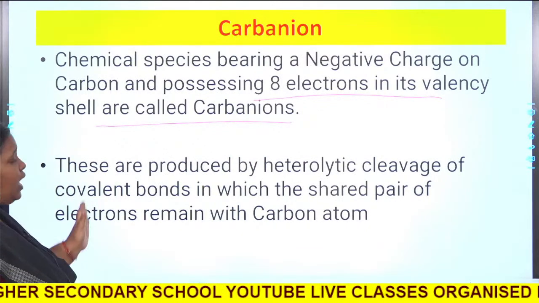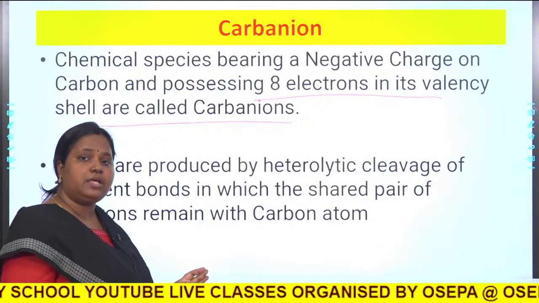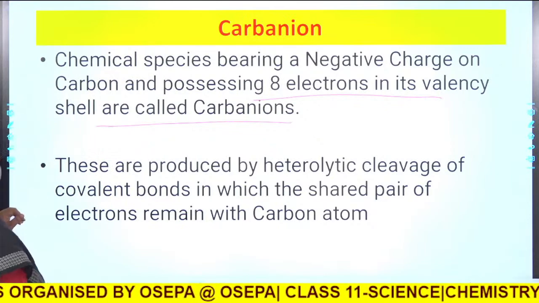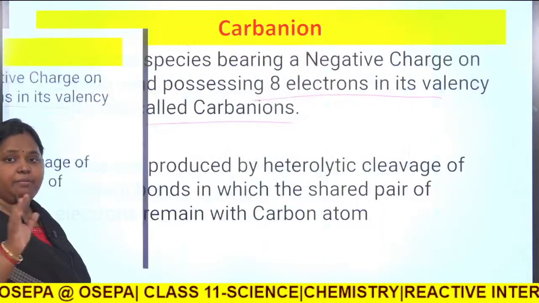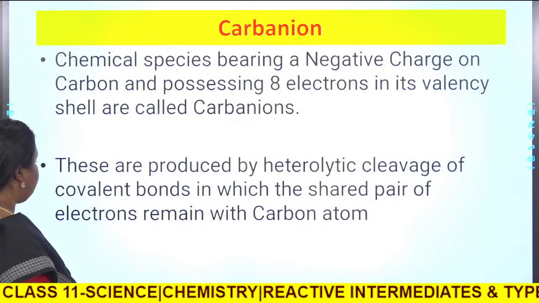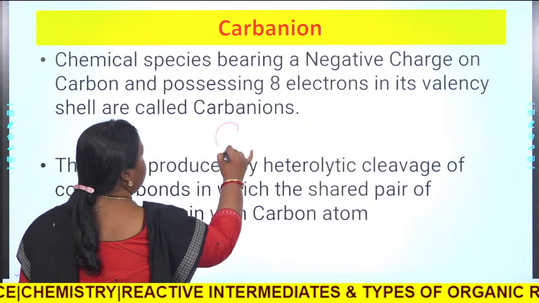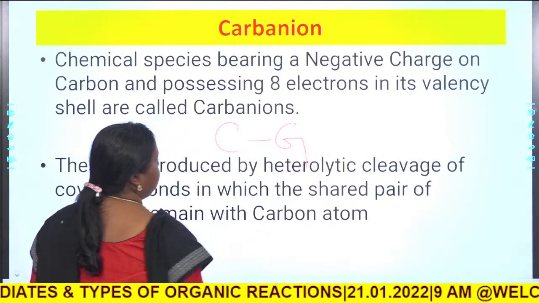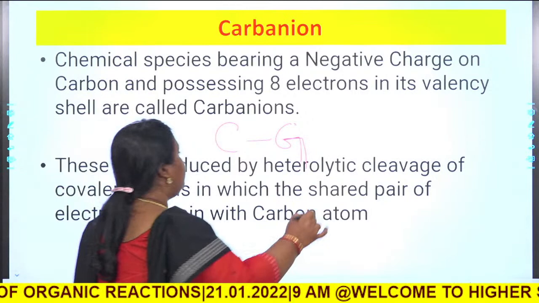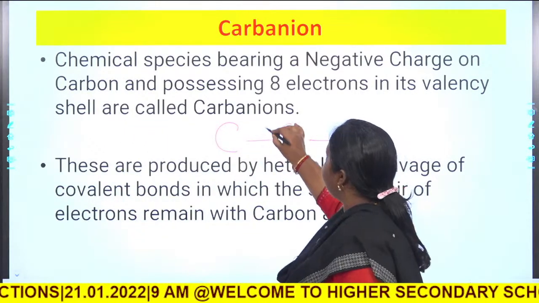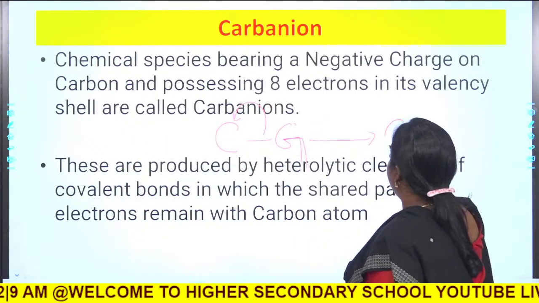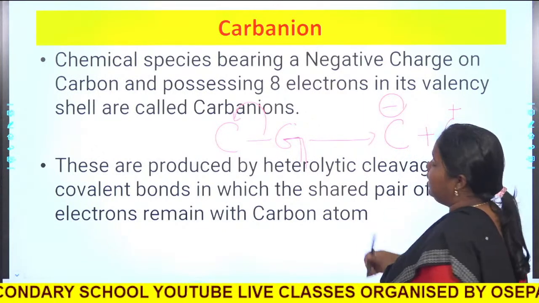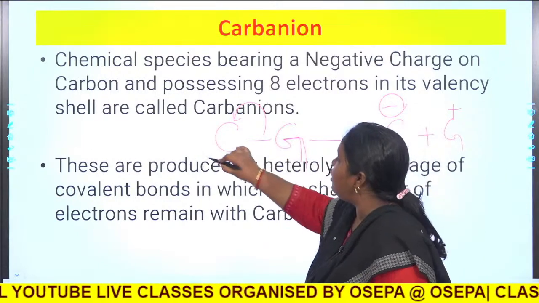Like carbocations, how are the carbanions produced? The carbanions are also produced by the heterolytic cleavage of the covalent bond, in which the shared pair of electrons remains with the carbon atom. For example, suppose I am writing carbon and there is a group attached to it. Suppose this group leaves, the carbon takes the electrons with itself, it becomes C minus, and the group leaves without any electron, then there is the formation of carbanion.